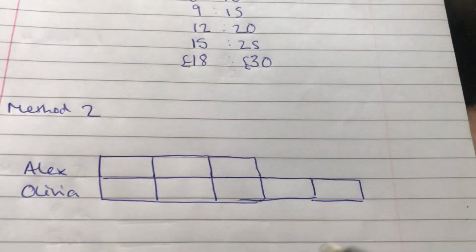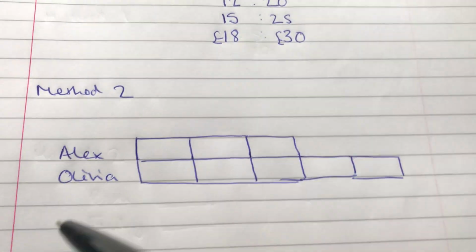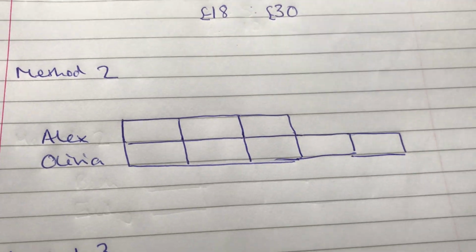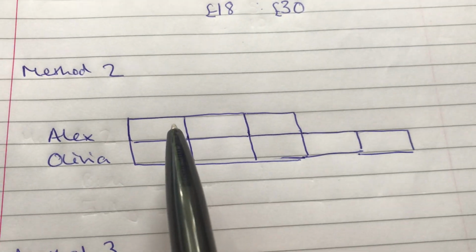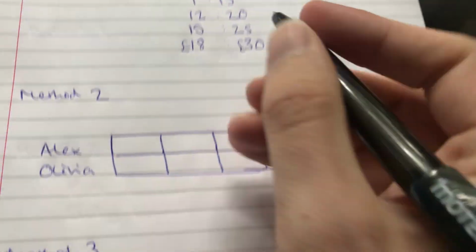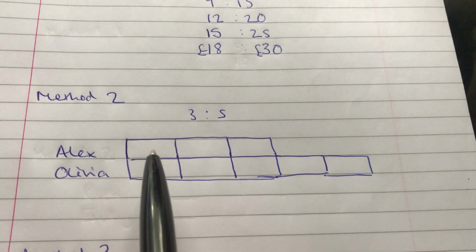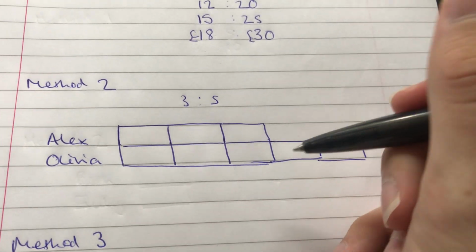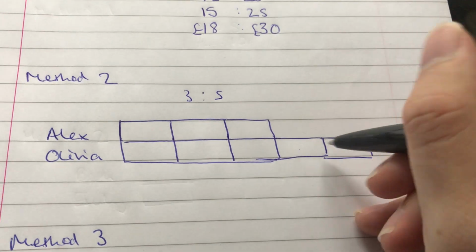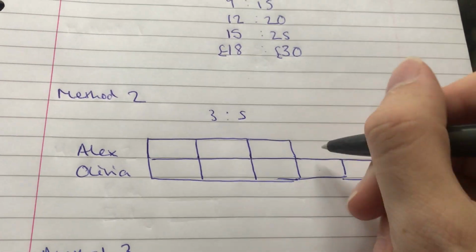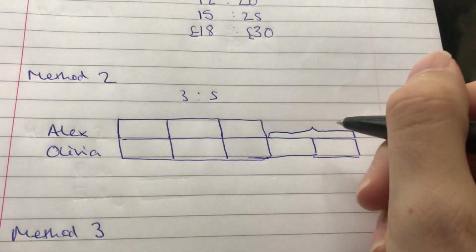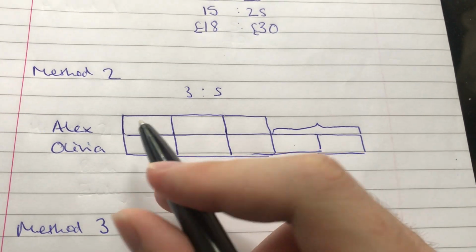For this next one, I'm going to use a bar model, which is similar to the bar model we use in algebra. We know that Alex has 3 parts because it's the ratio 3 to 5. I'll draw 3 to 5 up here. So Alex has 3 parts here, and Olivia has 5 parts. That means that Olivia has 2 parts more than Alex.